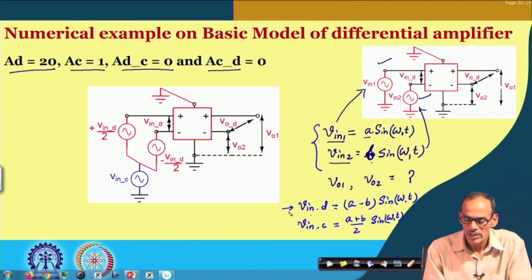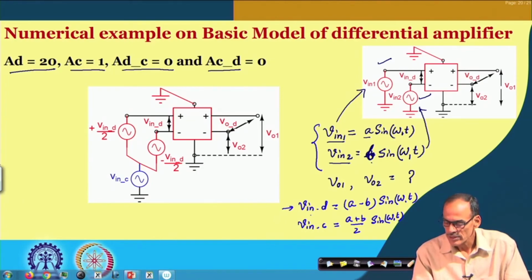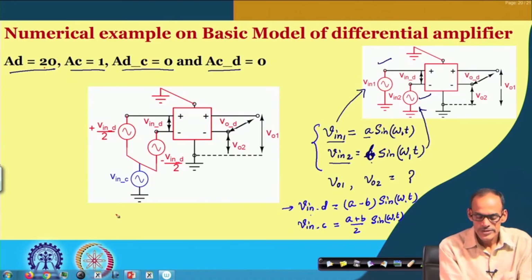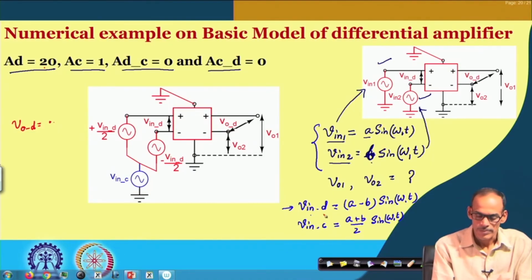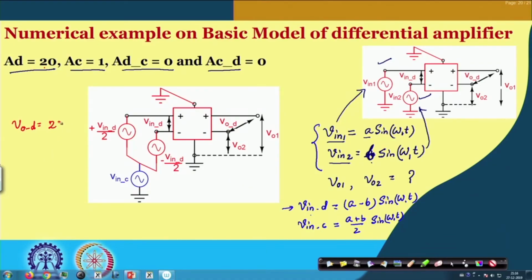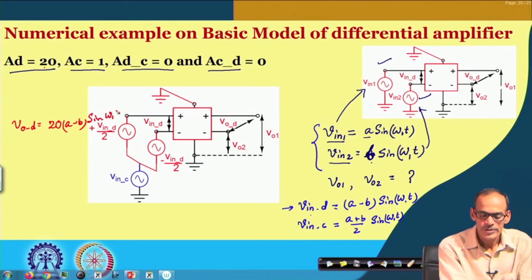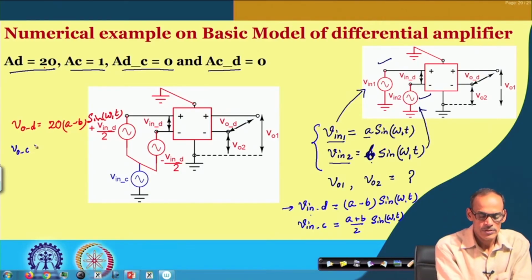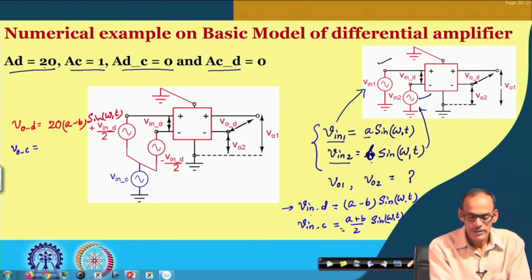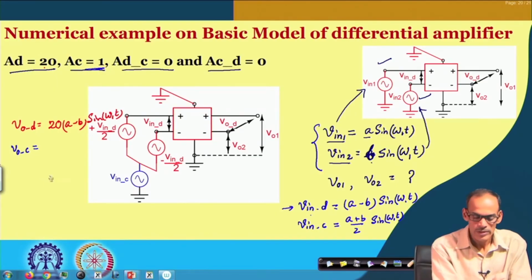of course will be producing differential output, and the corresponding output we can get by multiplying with A D. So, we can say that V O D equals 20 multiplied by A minus B sin omega 1 t, and then V O C equals, we do have one common mode gain, it is 1, so that is A plus B by 2 sin omega 1 t.